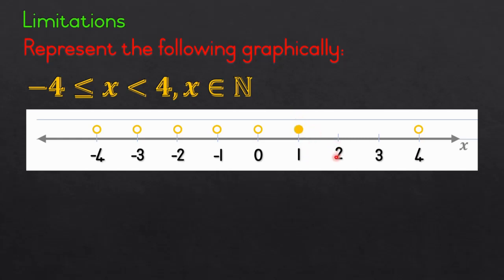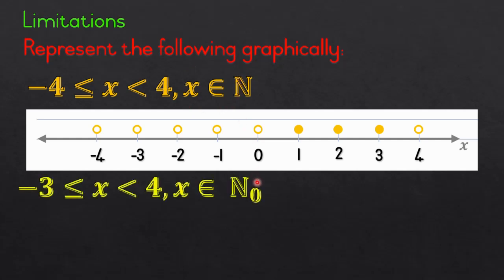2 is a natural number and it falls in bounds. 3 is a natural number and it falls in bounds. So these are the numbers represented by this. Are the numbers between -4 and -3 included in natural numbers? No, therefore it is not a solid line, because it is not a set of real numbers.